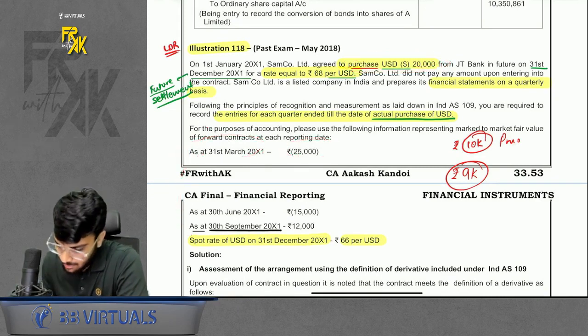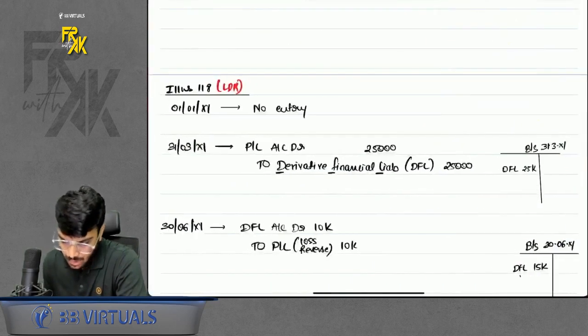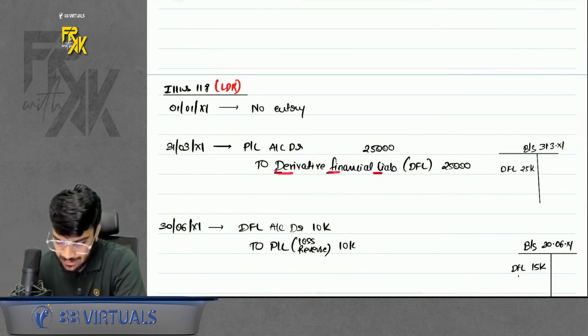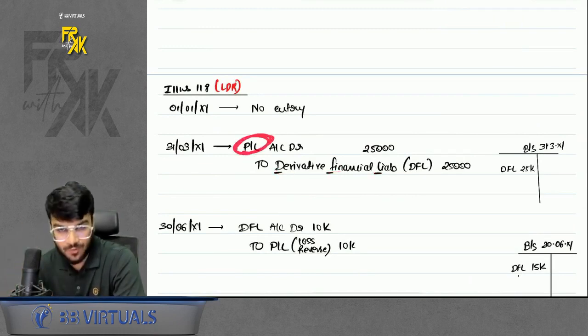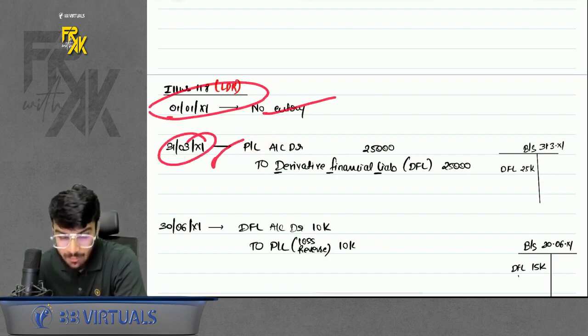Now the positions are given as on first quarter. Settlement will happen after 1 year, but the position is given as on first quarter. We are in a loss of 25,000. So whenever there is a loss, the position is unfavorable for you. So book a derivative financial liability, right? And transfer the loss to profit and loss because we are measuring at FVTPL. On day 1, there will be no entry. On first quarter, we measured the loss.